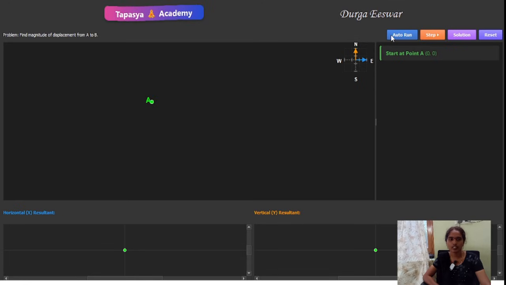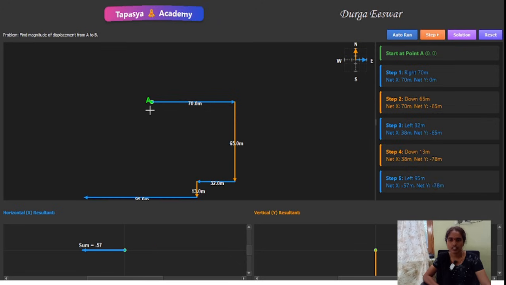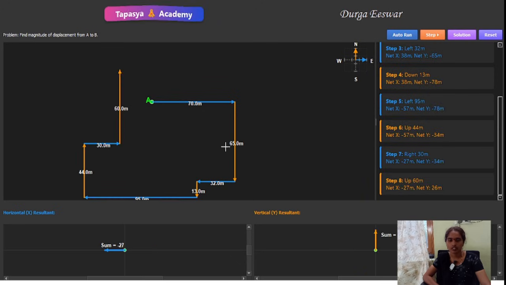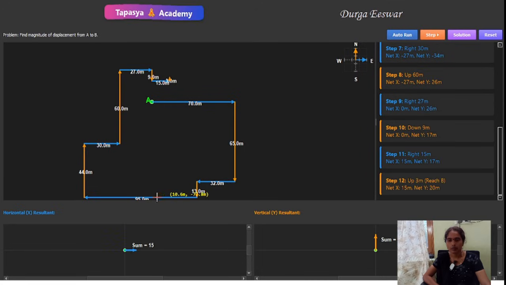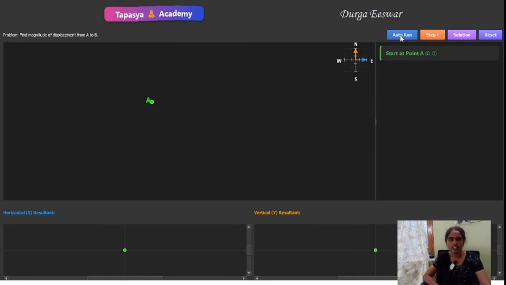On clicking auto run, the object starts from point A. It moves in horizontal and vertical paths, follows the given displacements, and finally reaches point B. I am clicking the reset button to reset the values. In contrast to auto run, the step button is used to see the step-by-step displacement of an object from A to B. I am going to use the step button to analyze the problem step by step.